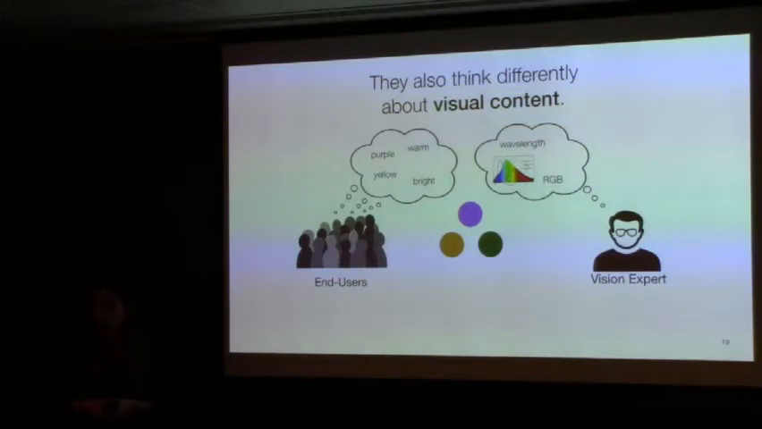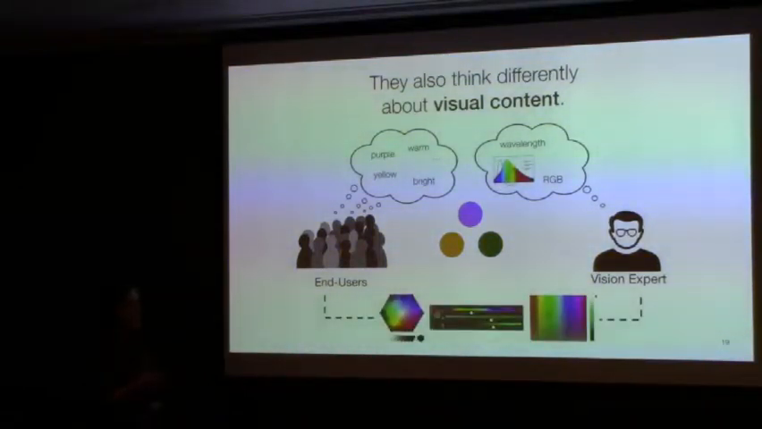For example, for colors, vision experts think about them as RGB and wavelengths, whereas end users have names for them. So this is bright, this is yellow, this is warm. But despite this gap in their mental models, end users have tools for personalizing their color experiences.